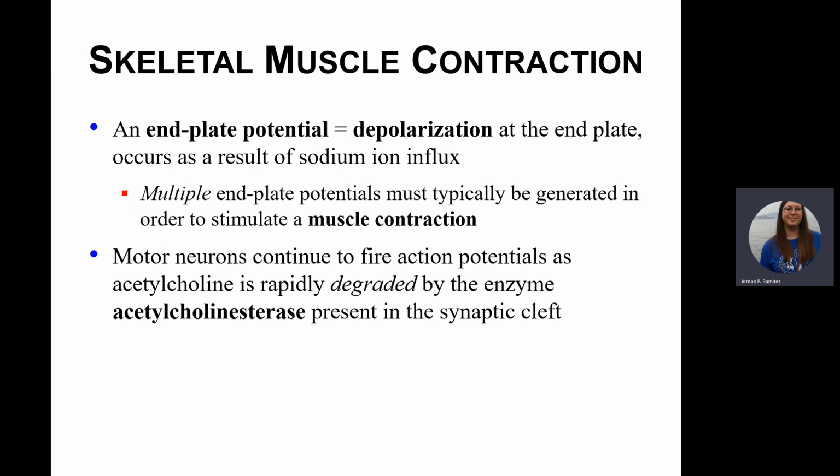Multiple end-plate potentials typically have to be generated in order to stimulate an eventual muscle contraction. So motor neurons continue to fire action potentials. Your brain keeps signaling, contract these muscles, as acetylcholine is rapidly degraded by the enzyme acetylcholinesterase, which is present in the synaptic cleft. We're going to see acetylcholinesterase later when we talk about muscle relaxation.